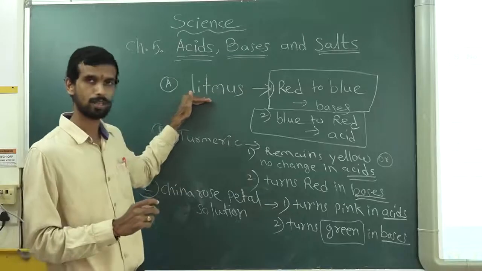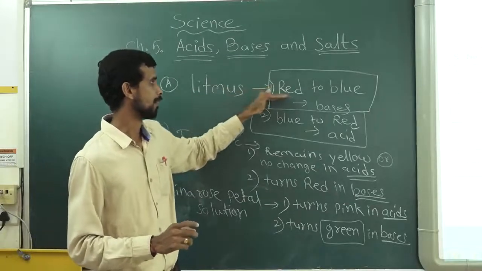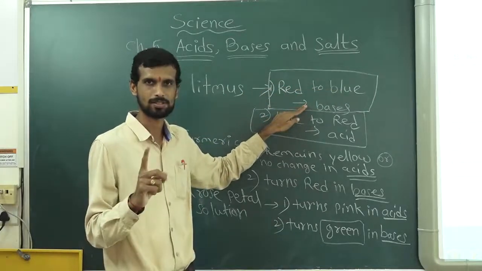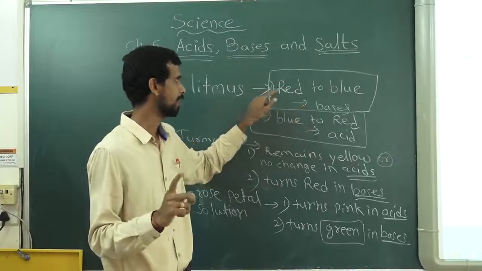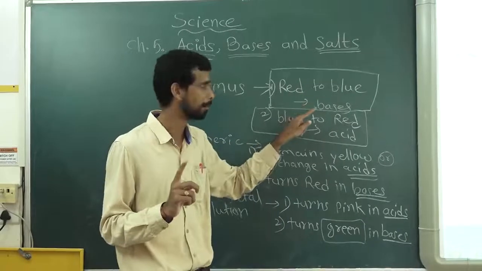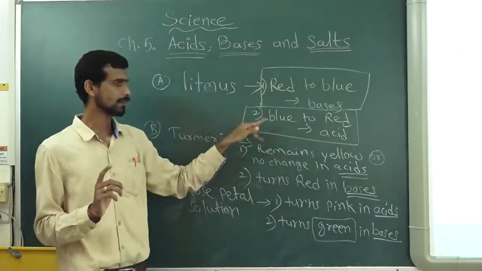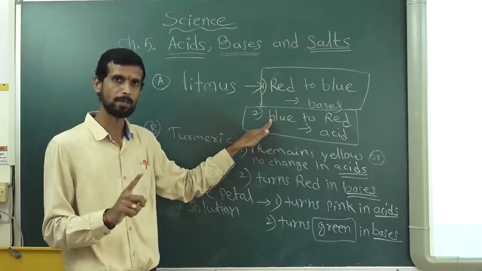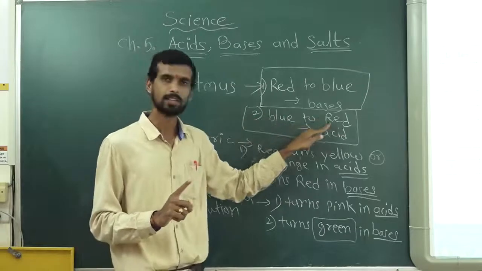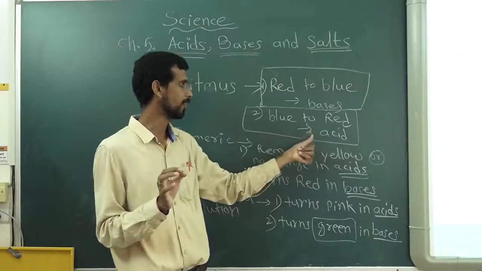So litmus, what is the change? In litmus, red litmus turns to blue for bases. Okay. In bases, red litmus turns to blue. Blue for base. Okay. Then, if the litmus paper is blue, what will happen? Blue litmus turns to red in acid. Blue turns to red in acid.